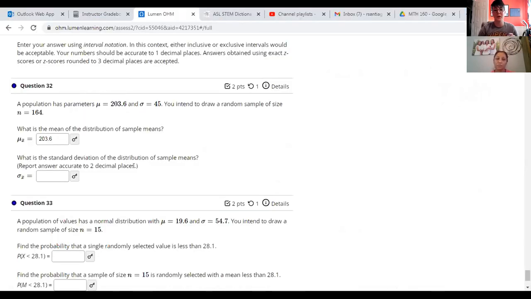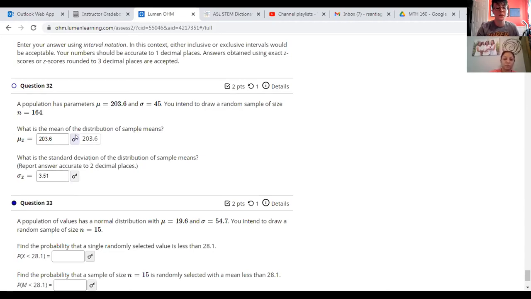And it's asking for that particular standard deviation. So we're going to report our answer accurate to 2 decimal places. We're going to take our population standard deviation, which is 45. And according to our formula, we are going to divide that by the square root of the number of items we have in our set, which is 164. So if you took 45 and divided it by the square root of 164, you would get 3.51. So I'm going to write 3.51, and then we'll take a look.